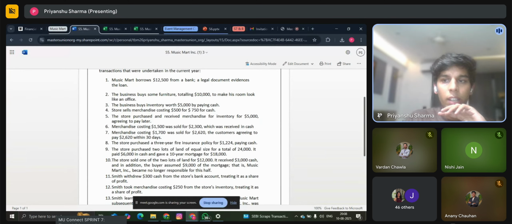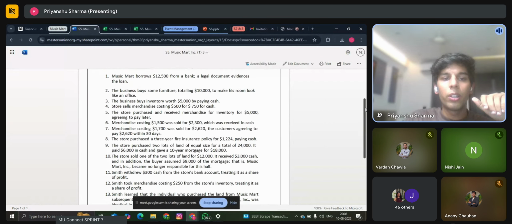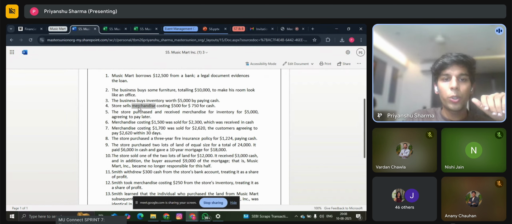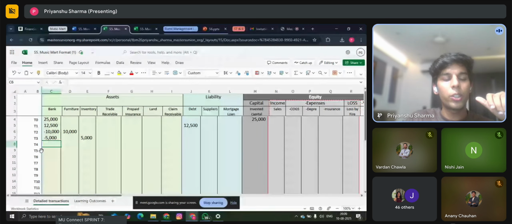For the next transaction, I hope you all have at least the case study open on your side as well, since I've been switching tabs for every transaction. But yeah, for the fourth one, the store has sold merchandise costing $500, and they've sold that for 750 in cash. So there are two things going on in here.